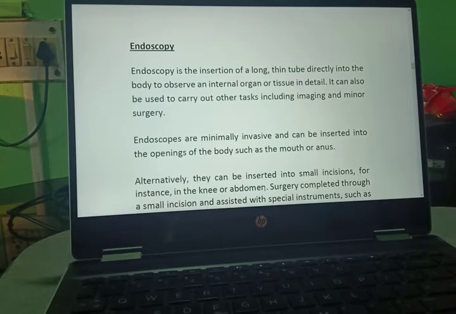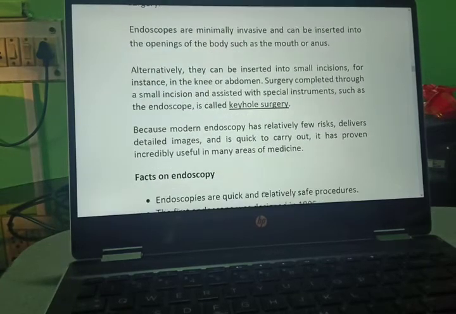Now endoscopy. It is the insertion of a long thin tube directly into the body to observe an internal organ or tissue in detail. It can also be used to carry out other tasks including imaging and minor surgery. Endoscopes are minimally invasive and can be inserted into the openings of the body such as the mouth or anus. Alternatively, they can be inserted into a small incision, for instance in the knee or abdomen. Surgery completed through a small incision and assisted with a special instrument known as an endoscope is called keyhole surgery.